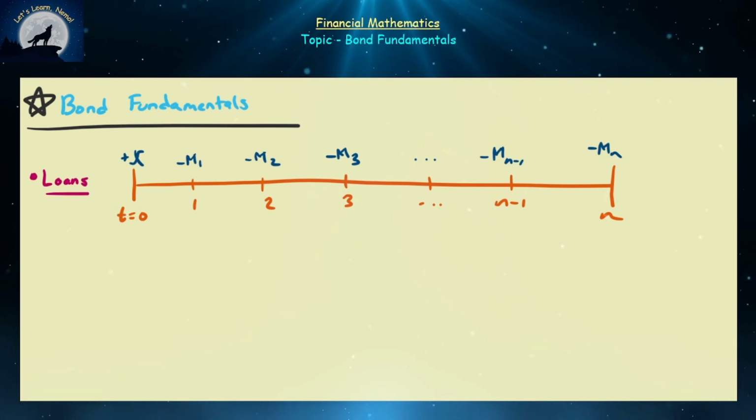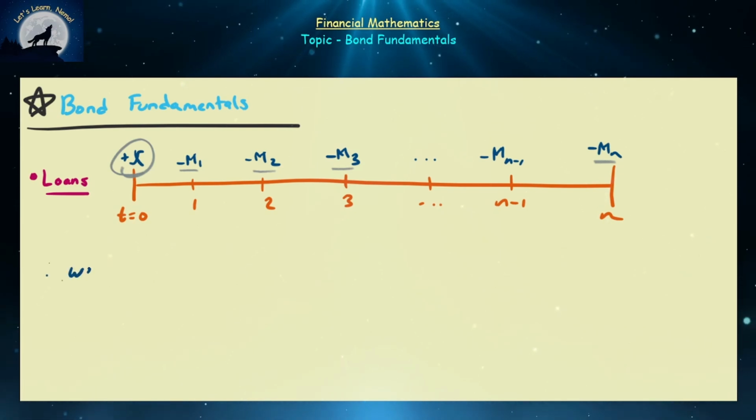Now, bonds have very similar structures to loans, so I want to start off with a brief review of loan structures. So what is a loan? A loan is where we borrow X dollars, say 25,000, and then we make monthly payments, M1, M2, M3 down to MN, for a series of N payments, for example, 6 years or 6 times 12 months, right? So that would be your transaction history for a loan, for example.